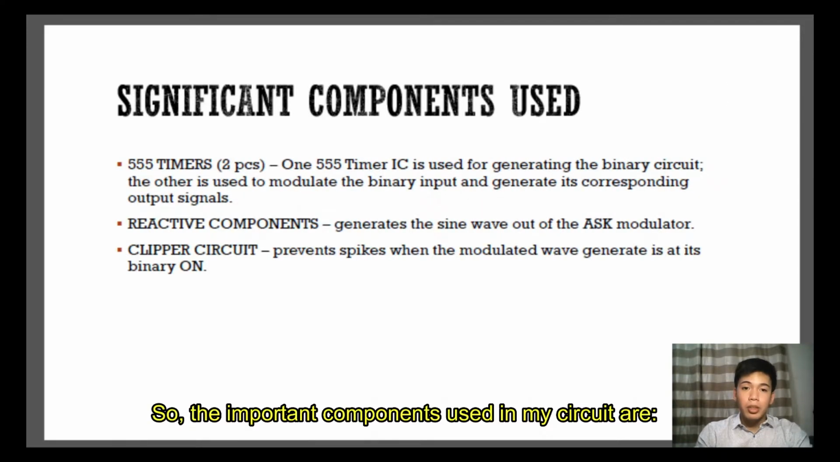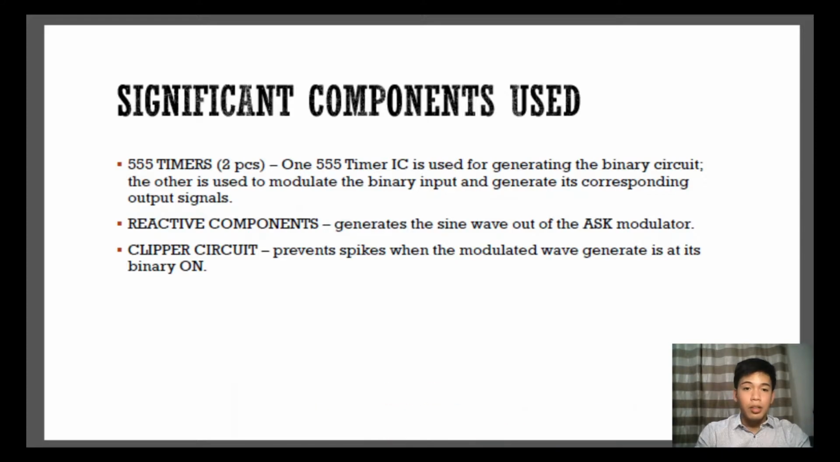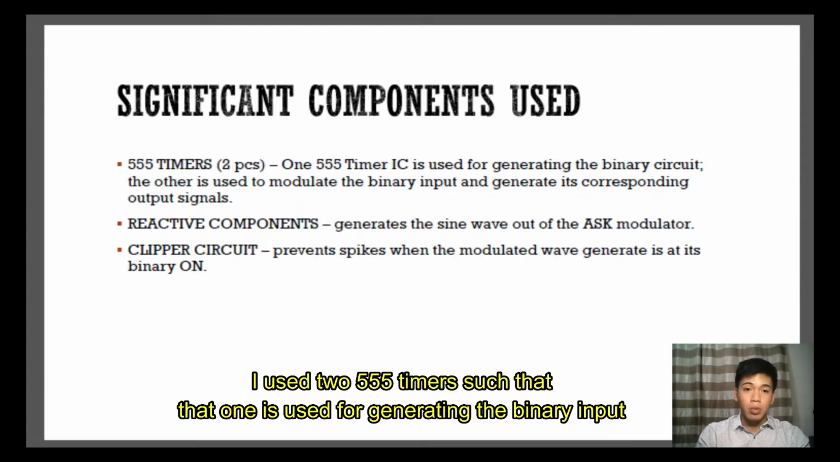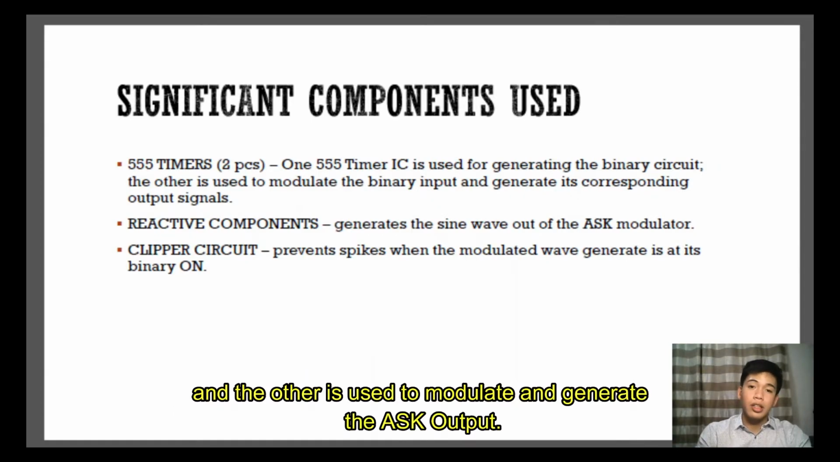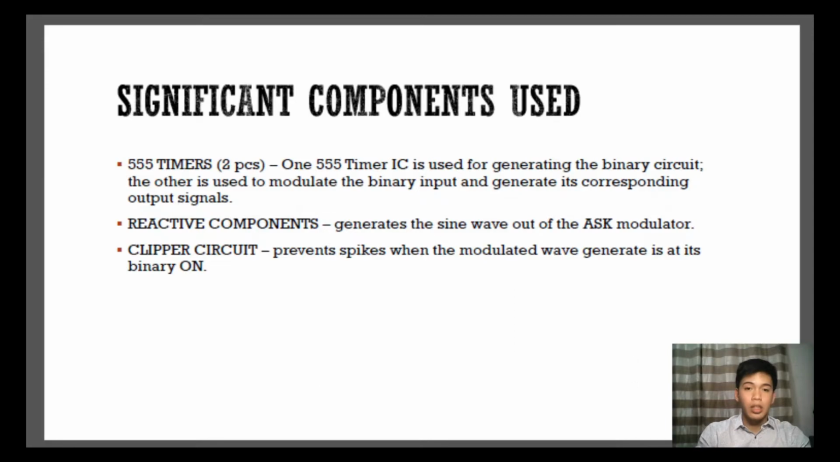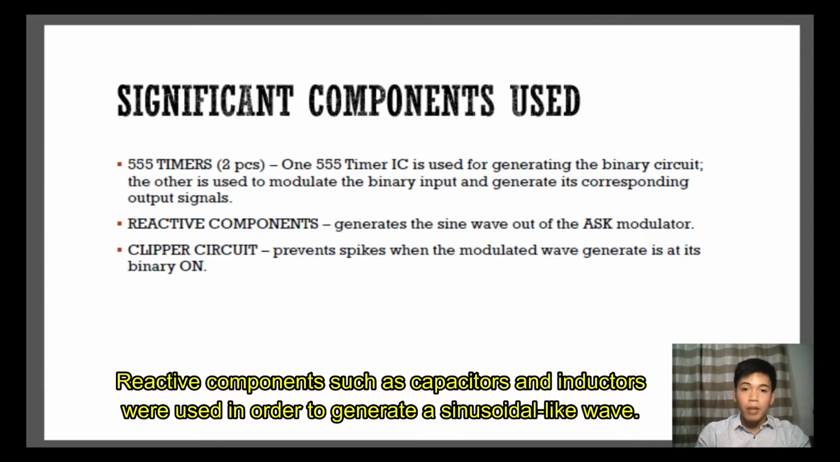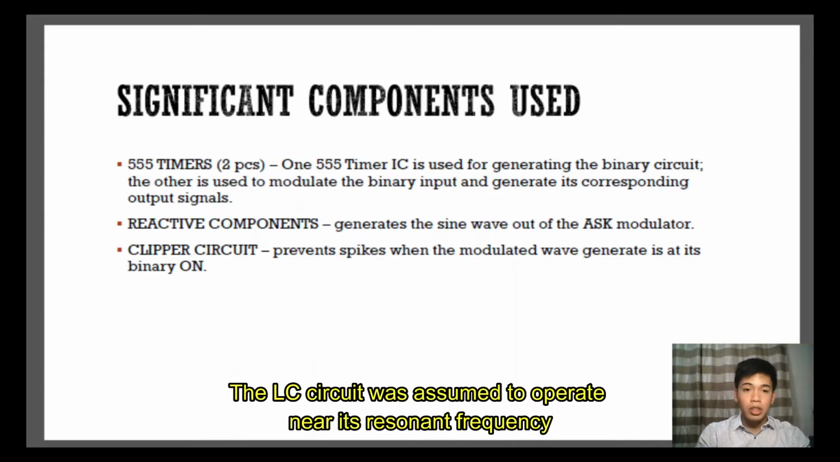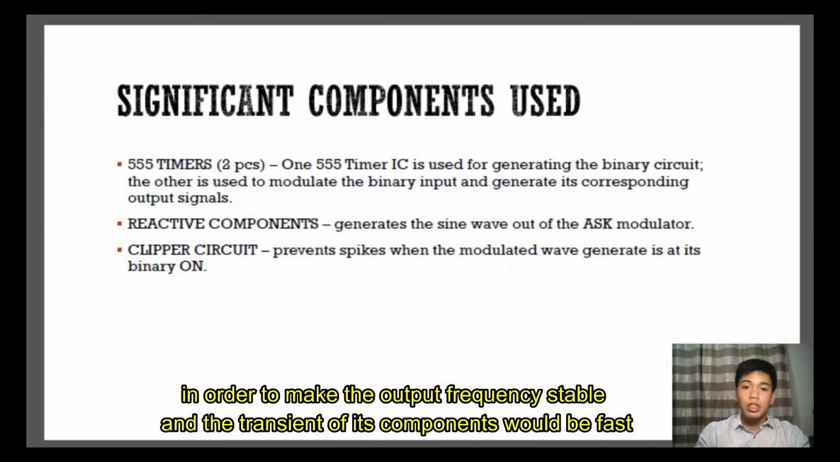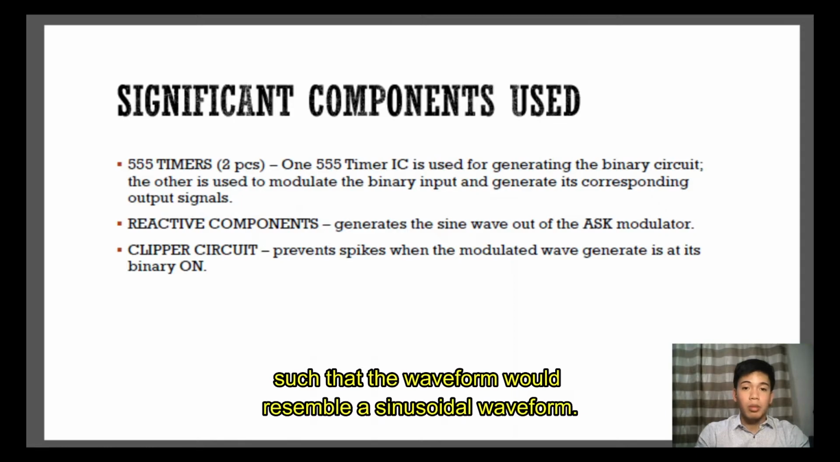The important components used in my circuit are, first, the 555 timers. I used two 555 timers such that one is used for generating the binary input and the other is used to modulate and generate the ASK output. Reactive components such as capacitors and inductors were used in order to generate a sinusoidal-like wave. The LC circuit was assumed to operate near its resonant frequency in order to make the output frequency stable, and the transient of its components would be fast, such that the waveform would resemble a sinusoidal wave.